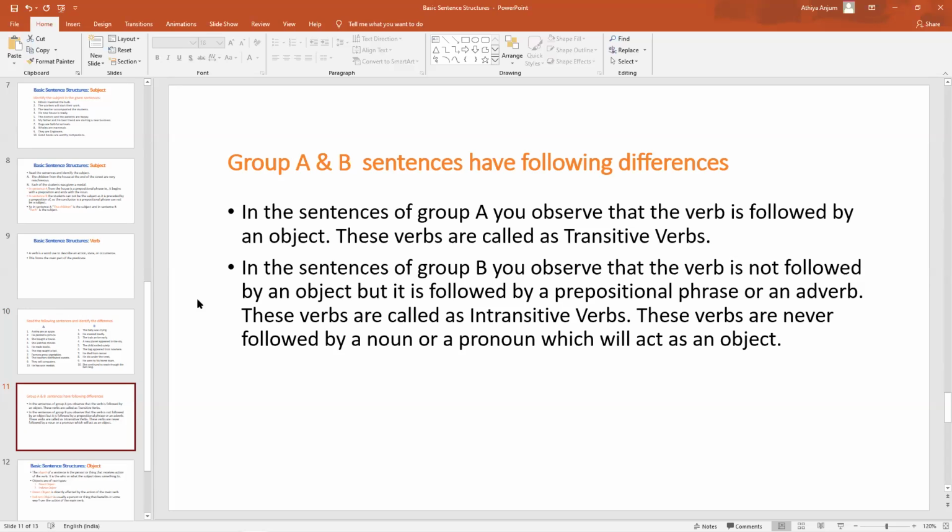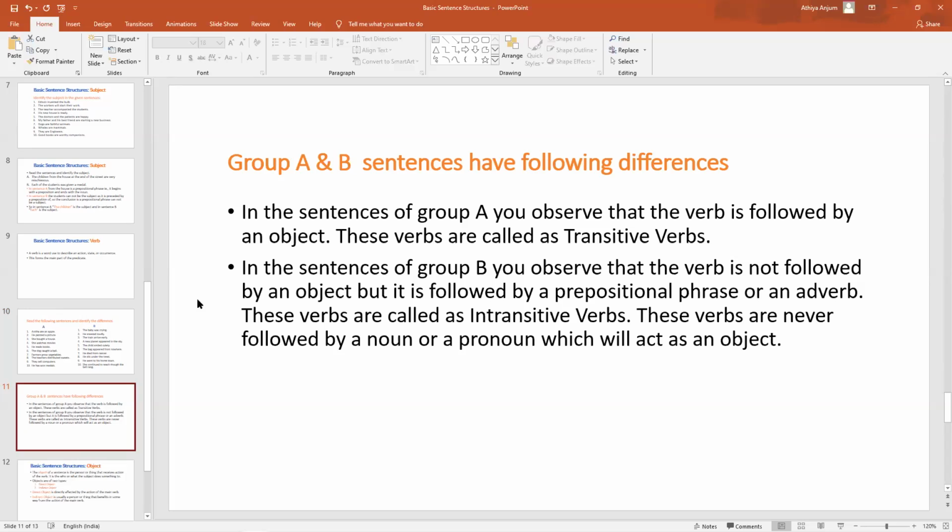Now what did you observe in group B? In group B, the verbs were not followed by an object. There was no object. But what did you see? They were followed either by a prepositional phrase or an adverb. And these verbs are called intransitive verbs. You call these verbs, which are not followed by a noun or pronoun, in other words an object, intransitive verbs, right? They are not followed by a noun or pronoun which will act as an object. So, no object. That is why they are called intransitive verbs.